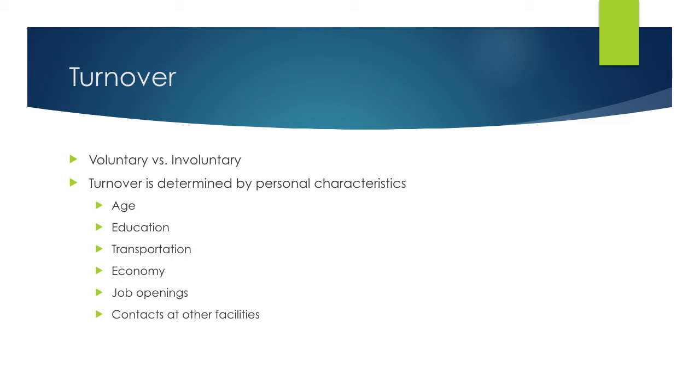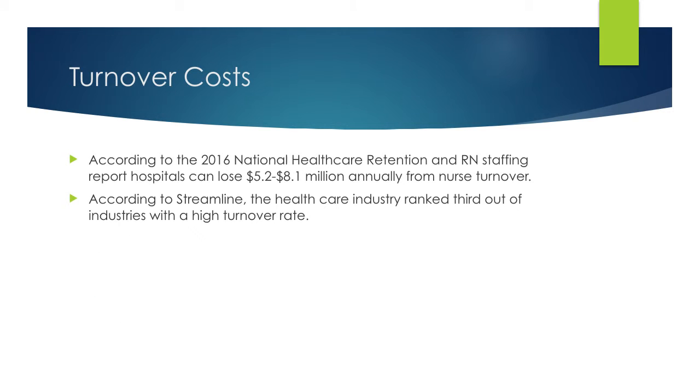On the next slide, you'll see turnover costs are high. According to the 2016 National Healthcare Retention and RN Staffing report, hospitals can lose 5.2 to 8.1 million annually from nursing turnovers. That's a lot of money. When you're talking about orienting nurses, it takes anywhere from 3 to 6 months, and all the money that goes into them. And according to Streamline, the healthcare industry is ranked third out of industries with a high turnover rate.